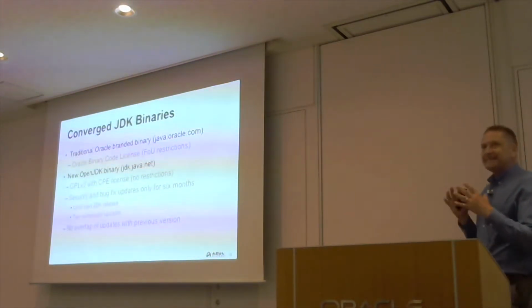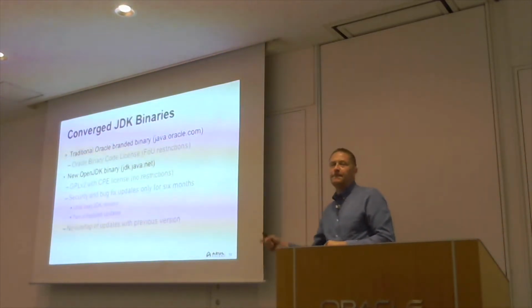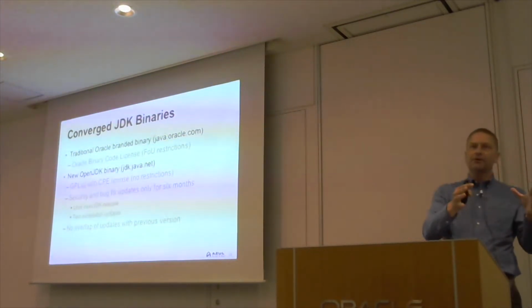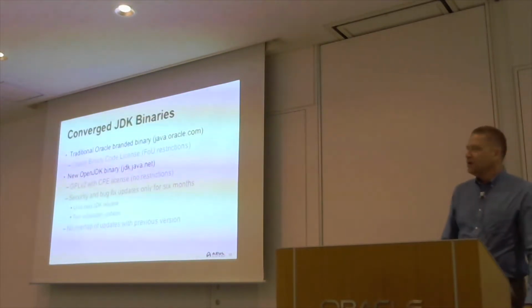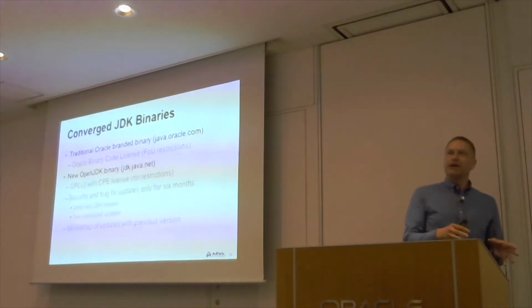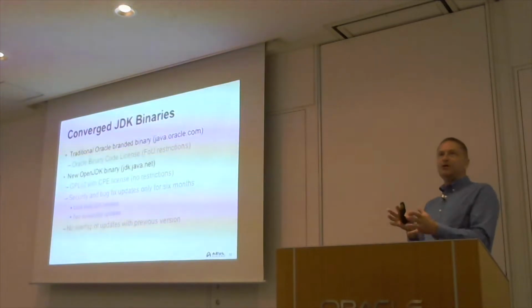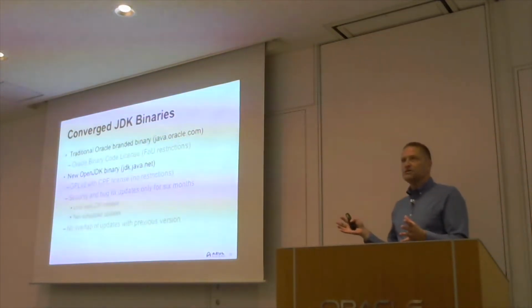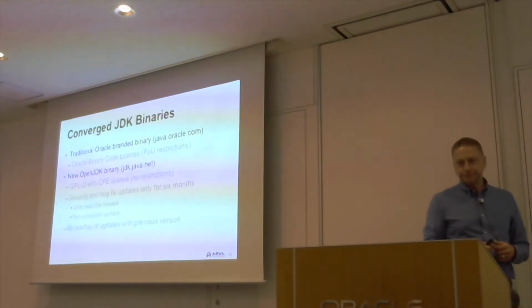Oracle are now providing a second binary. This is the OpenJDK binary. What they do there is they simply take the source code of the OpenJDK, they build it, and then they make that available as a separate binary. That's available through jdk.java.net, and rather than being under the binary code license, it's released under GPL v2 with classpath exception. Less restrictive license in terms of where you can use it. There's no field of use restriction.